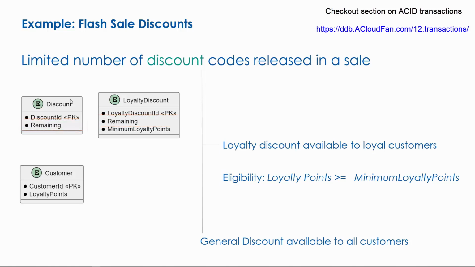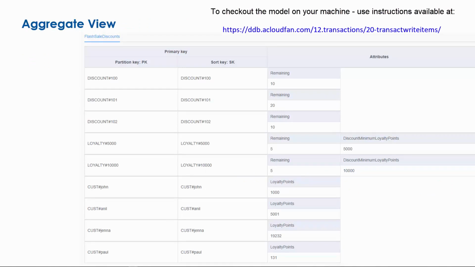For the sake of simplicity, I am not showing the other attributes in the three entities that are part of this model. The model that I'm using for this walkthrough already has some sample data, and this is the aggregate view for that data.